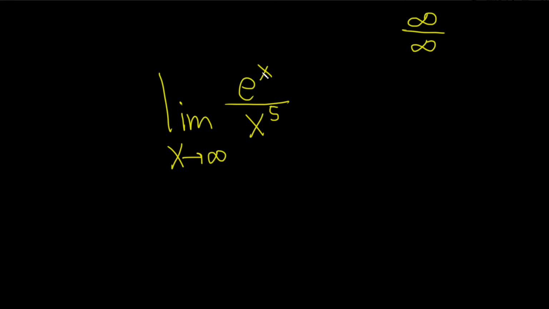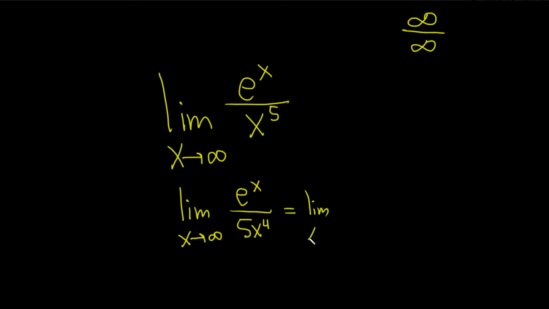L'Hopital's rule basically says you just take the derivative of the numerator and the derivative of the denominator. So we have that, so let's do it. So limit as x approaches infinity, the derivative of e to the x is e to the x. And then here we're going to use the power rule to bring down the 5 and subtract 1, so you get 5x to the fourth. Okay, so it's still infinity over infinity, so we do it again.